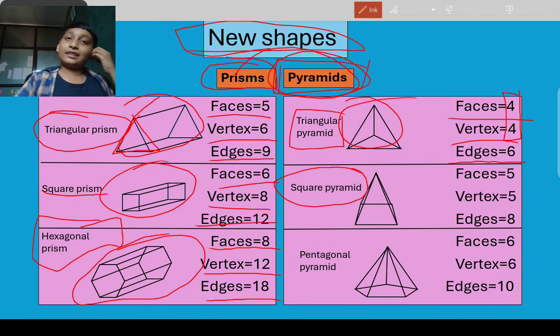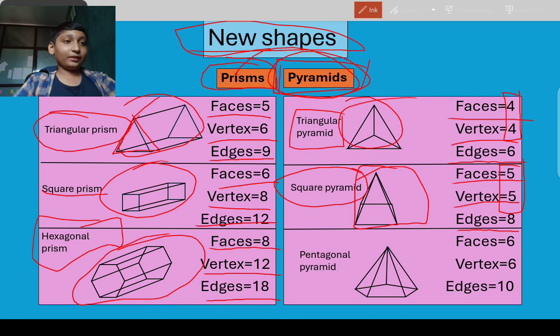Then we got the square pyramid, and this seems awfully familiar. Yeah, you know those ancient pyramids? It's the exact same. It has the exact same shape as this. It has 5 faces, 5 vertices and 8 edges. And again, there is the exact same relationship between faces and vertices.